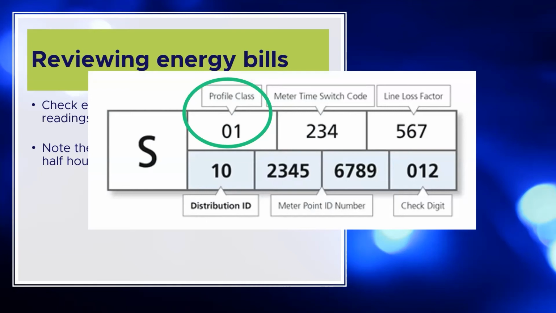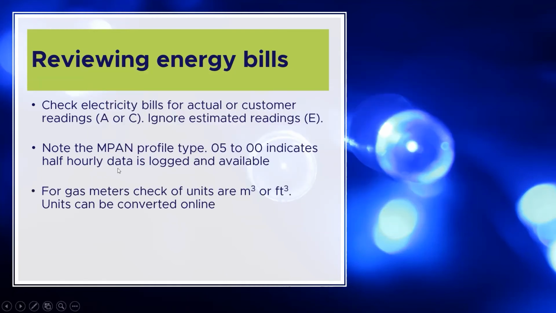01 and 2 are for domestic properties, 03 to 00 are for non-domestic, and you can find out what you've got there. For gas meters, one important difference from electricity meters is that the numbers on the meter are not kilowatt hours. They are either cubic meters or cubic feet. You can convert these yourself online, or you'll find that on your bills they have been converted. It's probably also worth checking that your bills' units, whether feet or meters, match what the actual meters are showing.